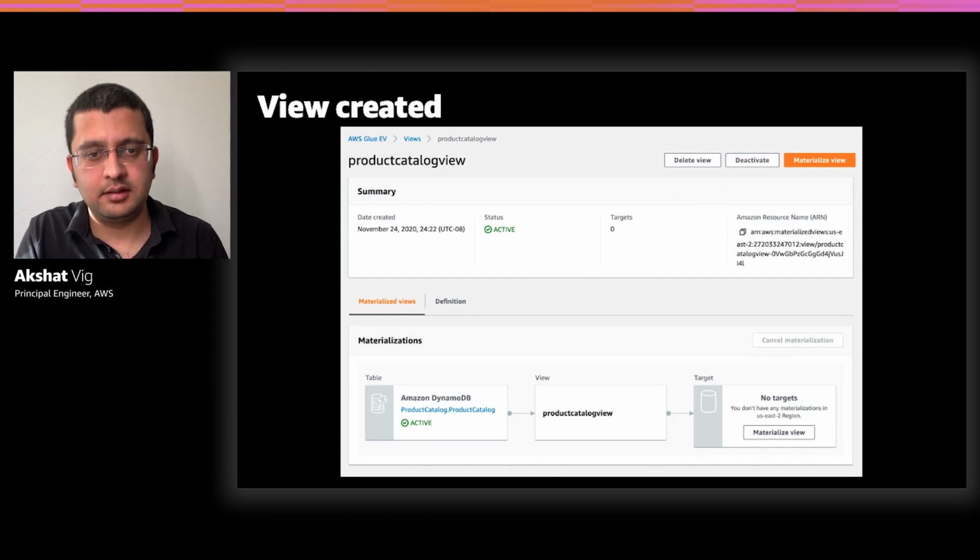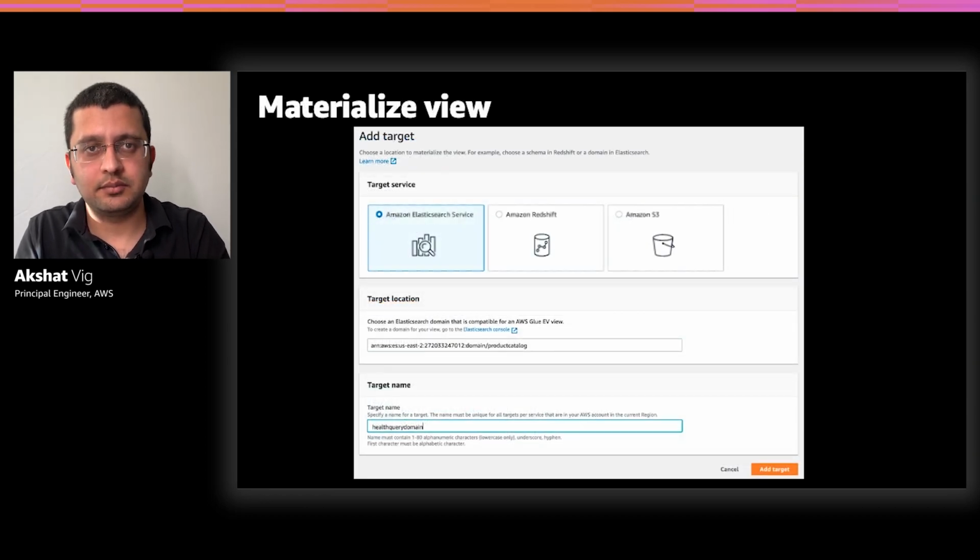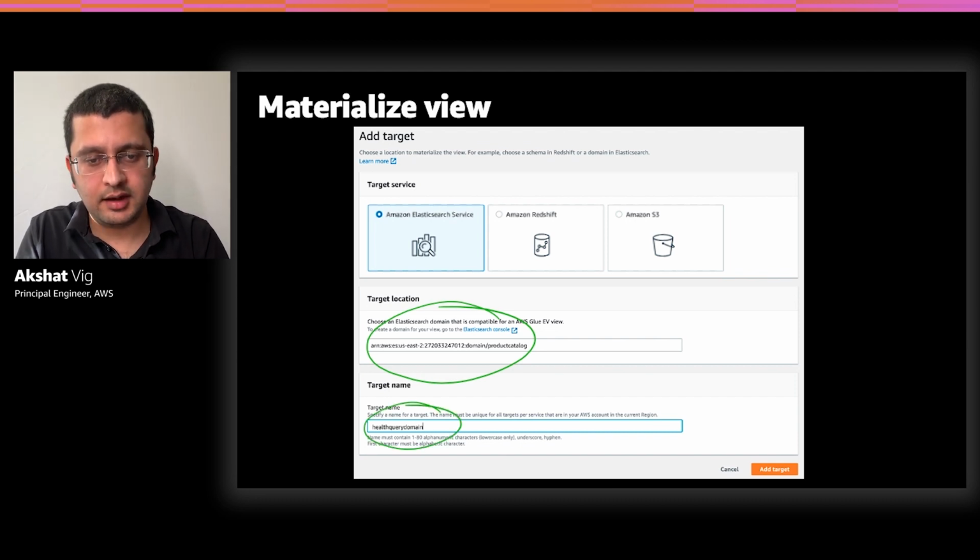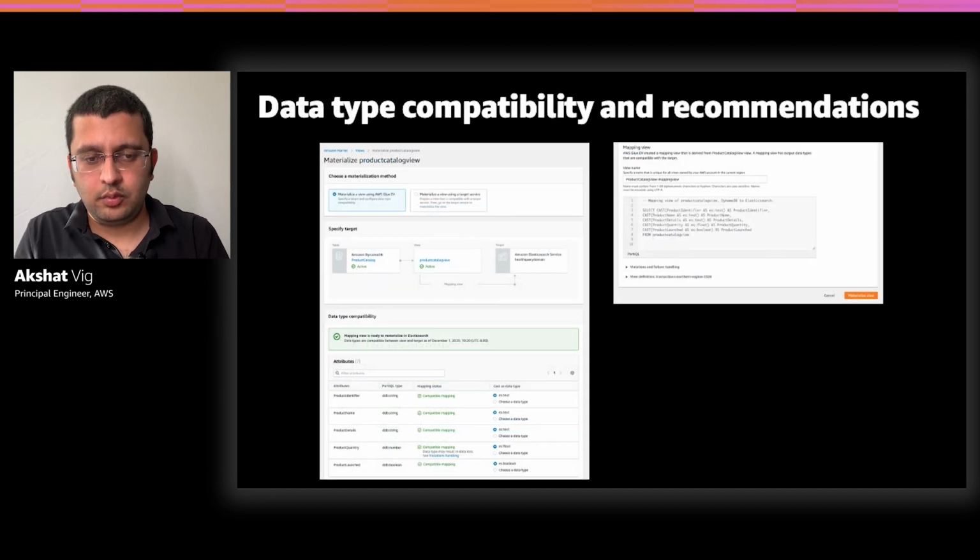You click the next button, click on materialize, and pick the data store of your choice. In this particular example, I'm picking the Amazon Elasticsearch service. You define the exact domain where you want to materialize your data, give a name to the index, and click materialize. And boom, that's done.